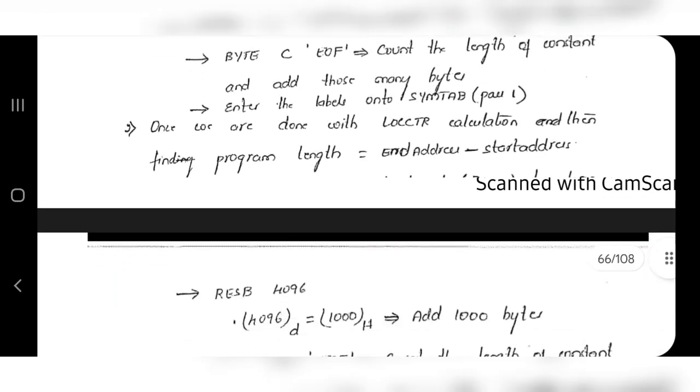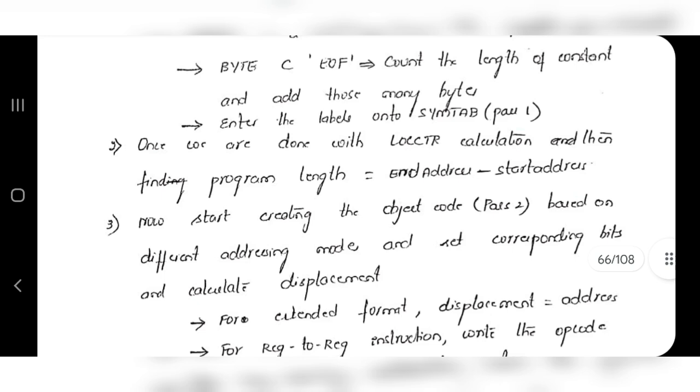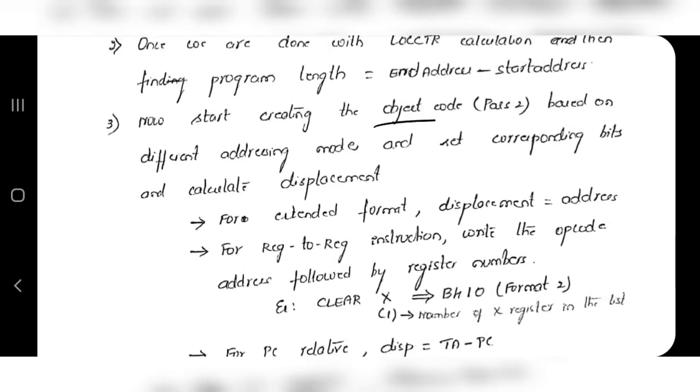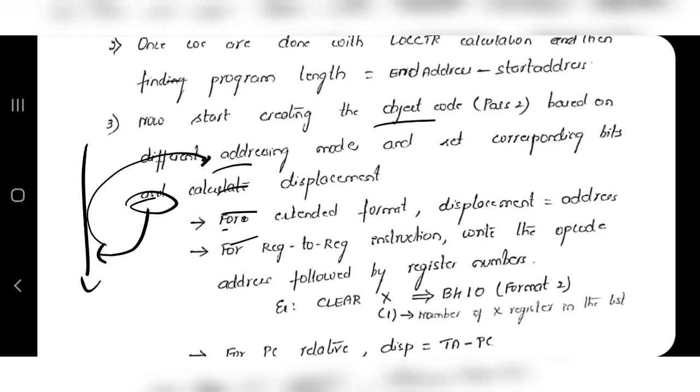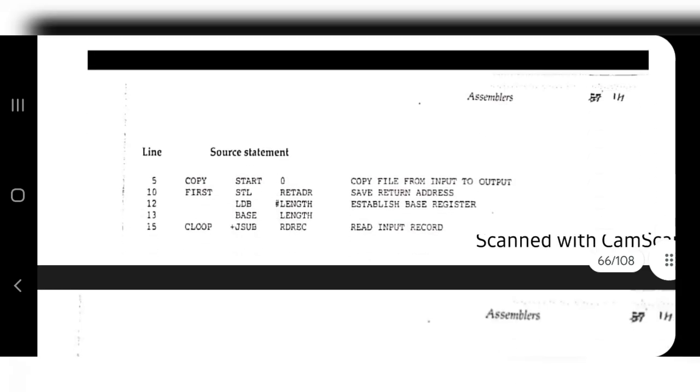Once you are done with the LOCCTR calculation, then find the program length, end address minus start address, and that will be stored as program length. After we have stored the program length, we can start calculating the object code, again passing through it, seeing the operands and the LOCCTR values, and storing the object codes. After the object codes are stored, just convert it into an object program as you have done for the SIC. That's the same thing here, what I have just told.